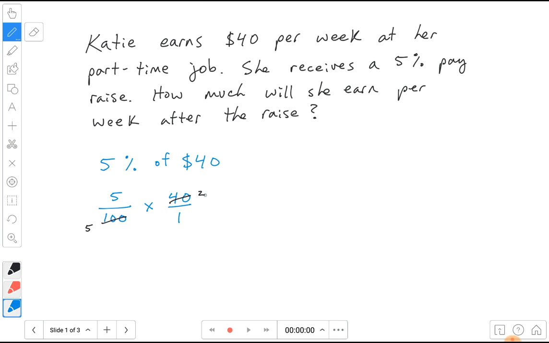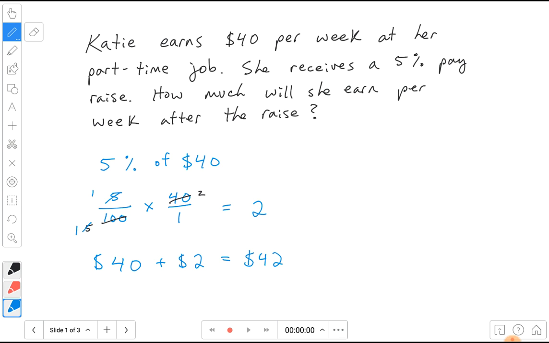So now we've got 5 times, and here we have 5 over 5, so we can simplify that. All right, so what we're left with is 2. We're left with 1 times 2, 2 over 1 times 1, 1, so we're left with 2. So her increase per week is going to be $2. So her new pay will be 40, what she was originally getting, plus this increase of $2. So she'll be making $42 per week after that 5% increase.